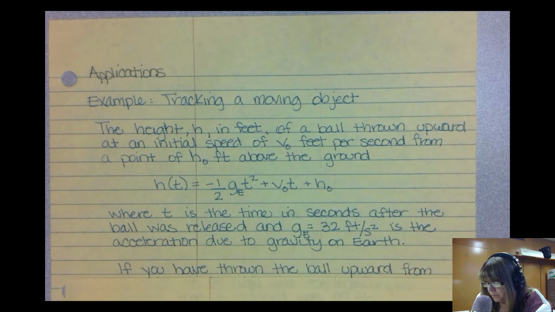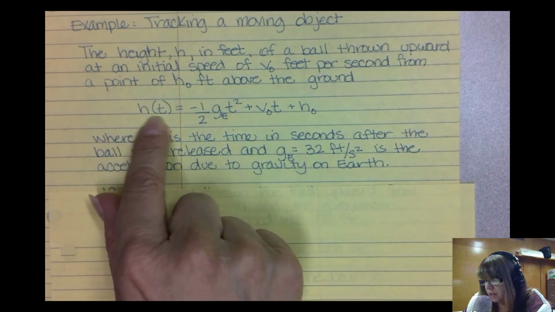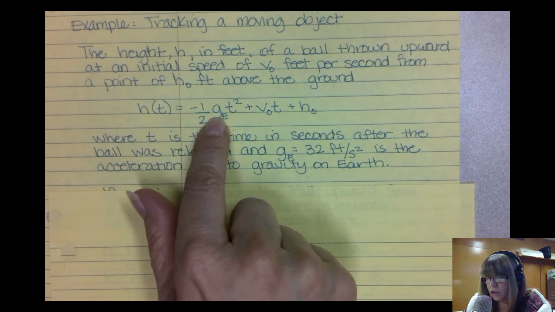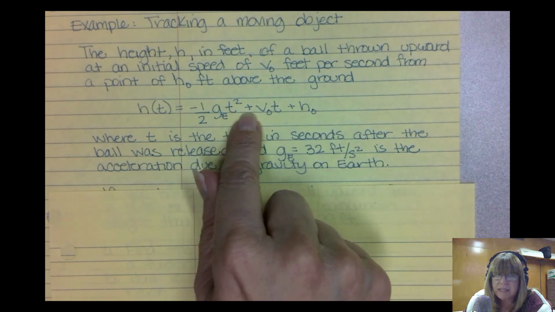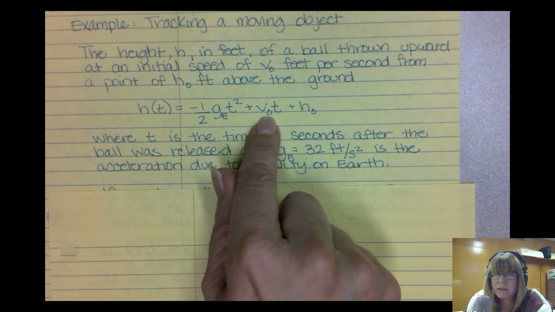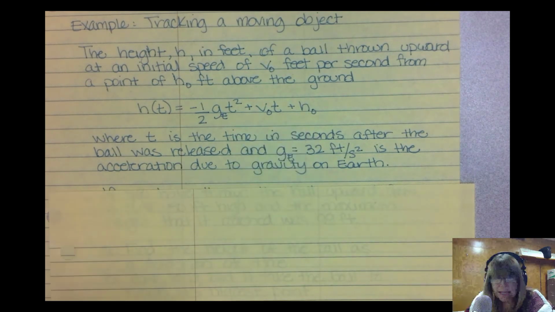Now, here we go. Lots of information to throw at you right at the start. Number 1, the height, h, in feet of a ball thrown upward at an initial velocity of v sub 0, or v0, feet per second from the point of h0 feet above the ground, is going to be this function. h of t equals -1/2 the gravity of Earth times the time squared plus the initial velocity times t, plus the initial height. Okay, t is the time in seconds after you throw the ball.